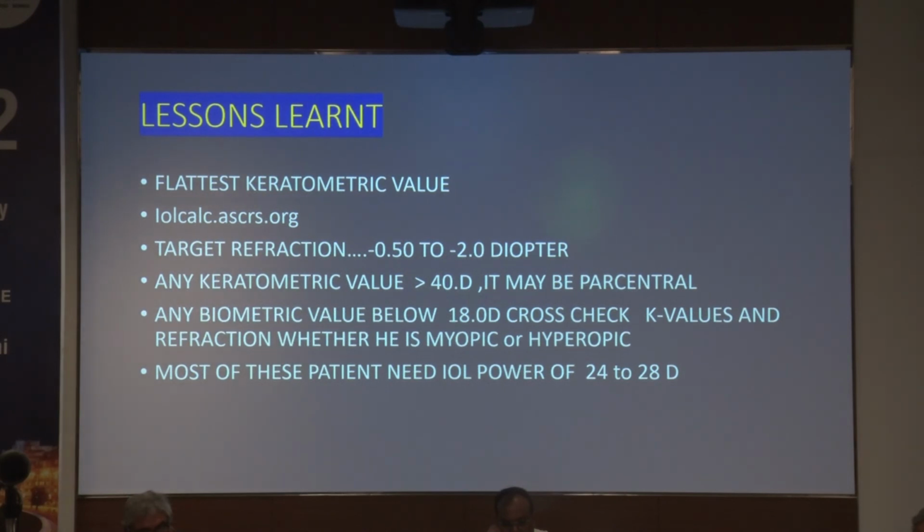If you are getting a biometric value of less than 18 and the patient is not myopic, if the patient is hyperopic, probably you are wrong. Most of these patients need an IOL power around 24, 28. So if the IOL power is coming less than that, you have got to be very, very careful.